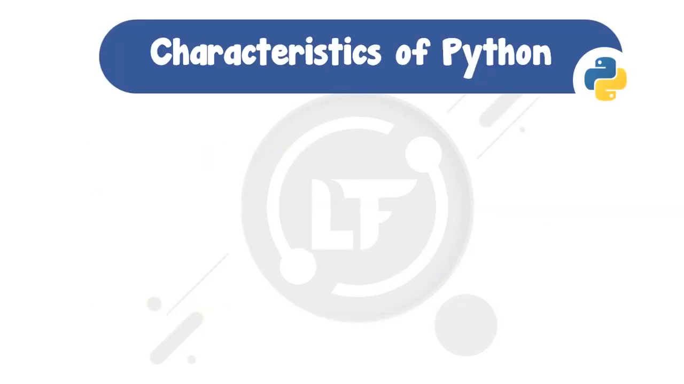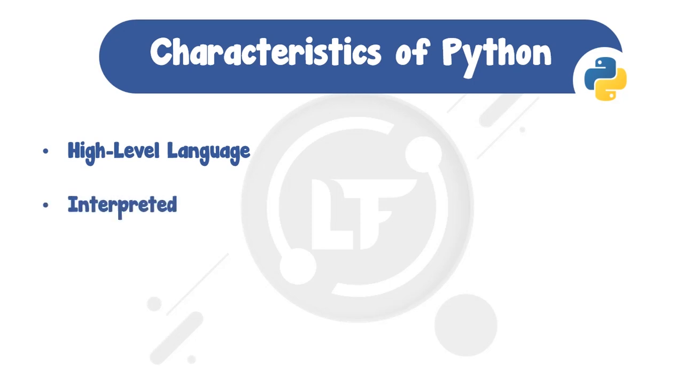Now, characteristics of Python. Now, it is a high level language, that is, it has a syntax that's easier for humans to read, and it is also interpreted. So Python is an interpreted language, which means it runs through what we call an interpreter, and each line of code is executed and translated into machine code line by line. And it is also object oriented.